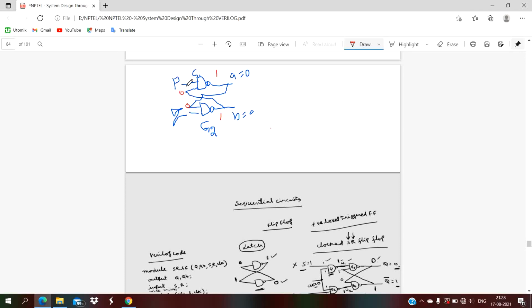Actually we have to take one terminal. For explanation only I have taken two terminals. If we apply one terminal also, we can get the same result by removing this.